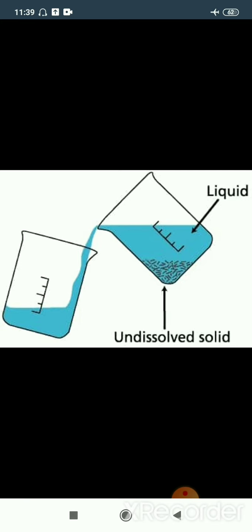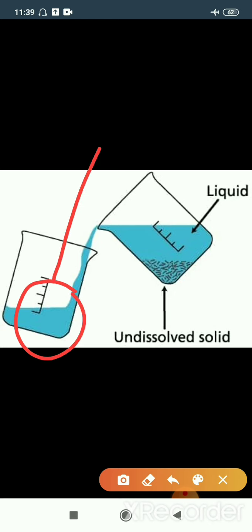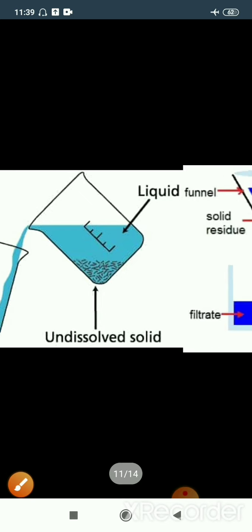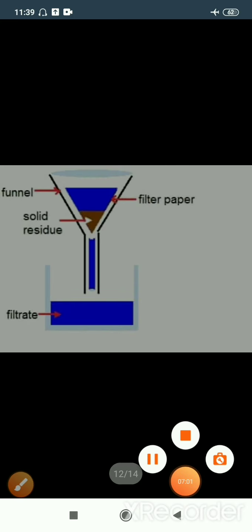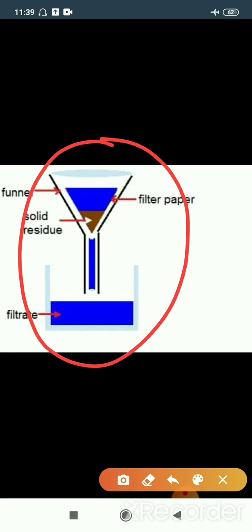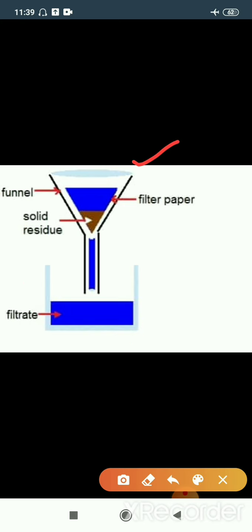Now we need to separate this salty water into two parts. One is the pure form of water and the other one is salt. Let's see. Before separating salt from pure water, or salty water, we just go through this process. Now here you can see one funnel is taken. This is called a funnel in scientific language. Now one filter paper is taken.